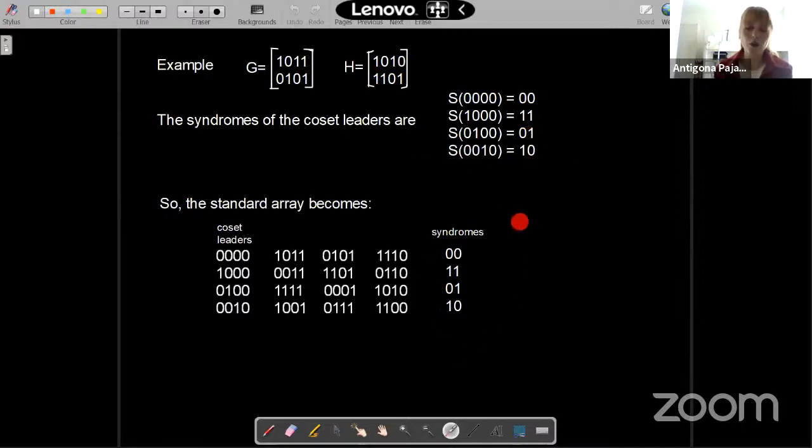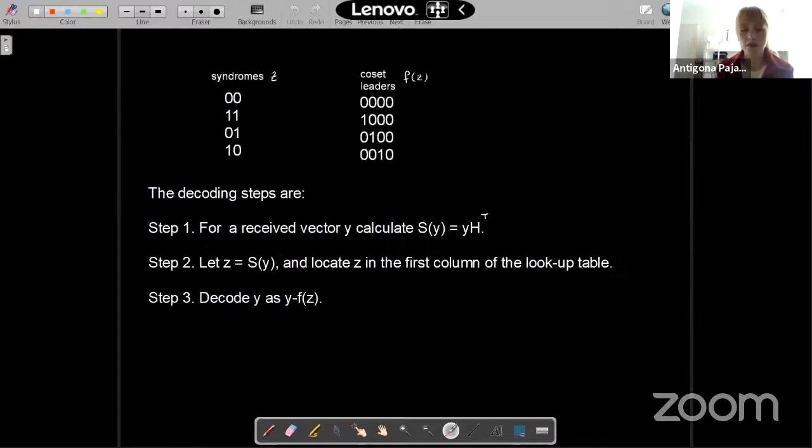So I add now one more column to the standard array that we saw before. So we have the coset leaders, we have the code words, and we have the syndromes. Well, why is this method faster? Because now we don't have to look at the whole matrix. By checking just two columns, the syndromes and the coset leaders, we can decode faster. So we name the syndromes Z, and we name the coset leaders F of Z.